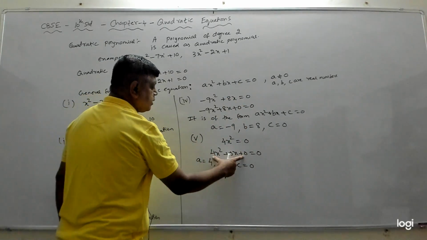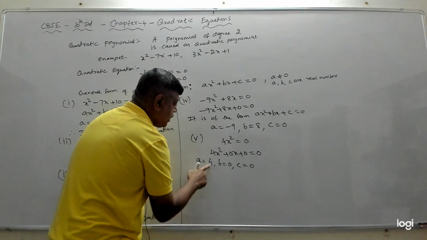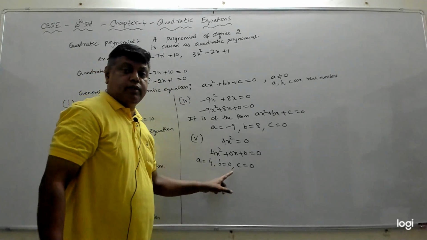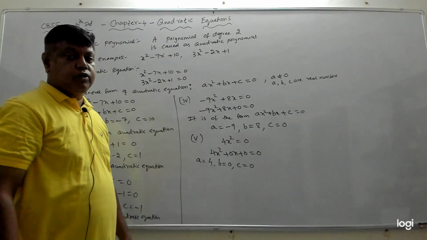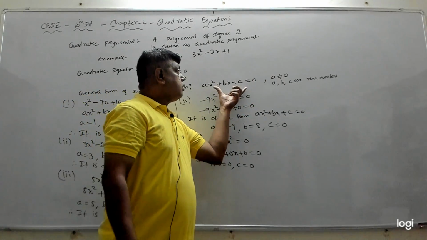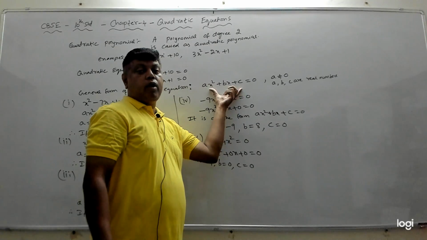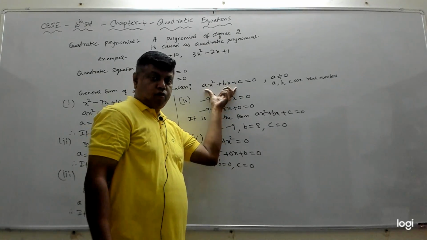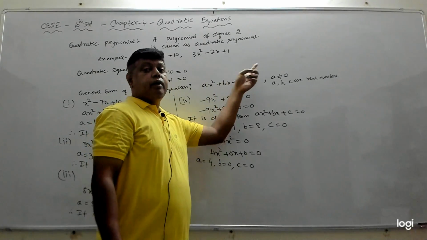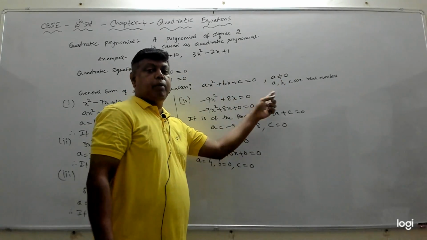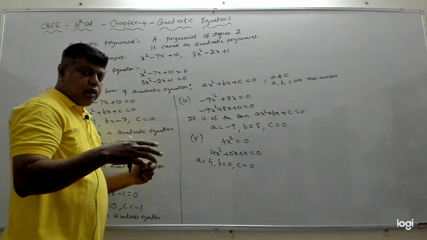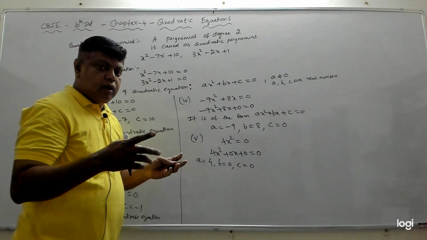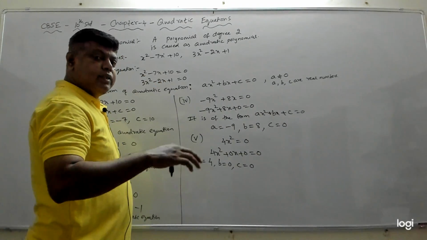Comparing this with this, we say A is not equal to 0. Your B and C can be 0, but your A should not be equal to 0, because that is the condition for this to be a quadratic equation. Any equation in this form is quadratic, provided A is not equal to 0. B and C can be anything. A, B, C can be any number, but A alone should not be equal to 0.